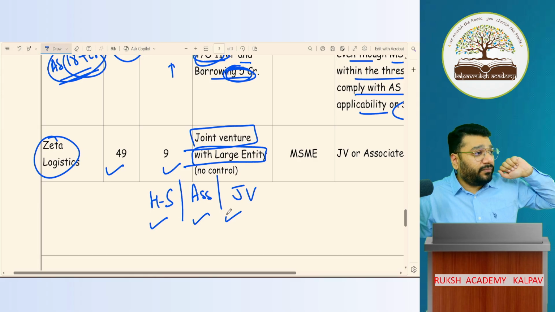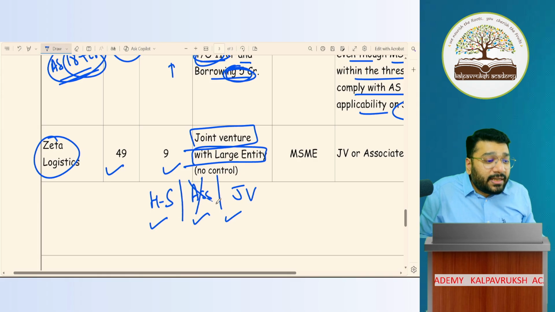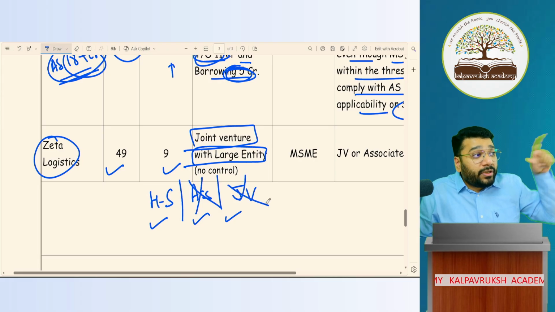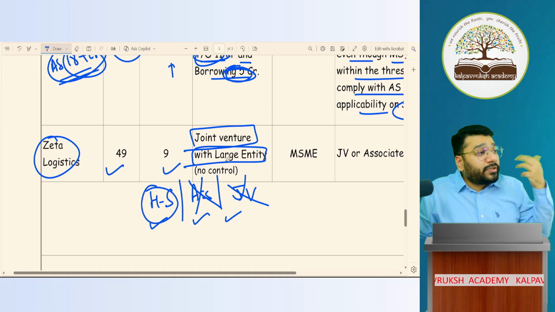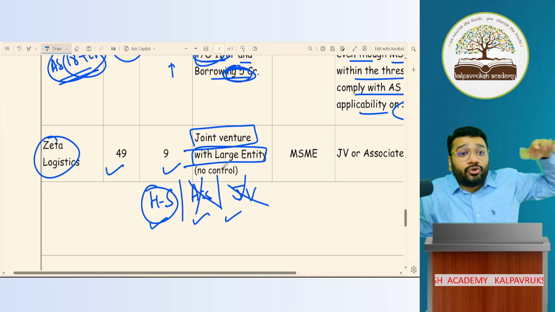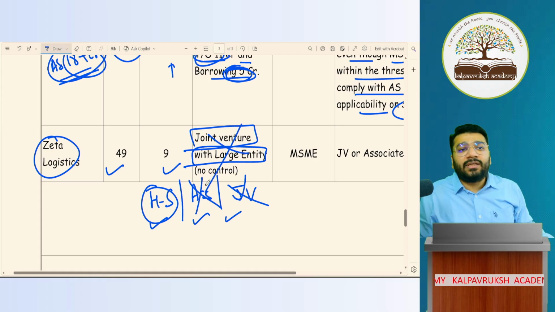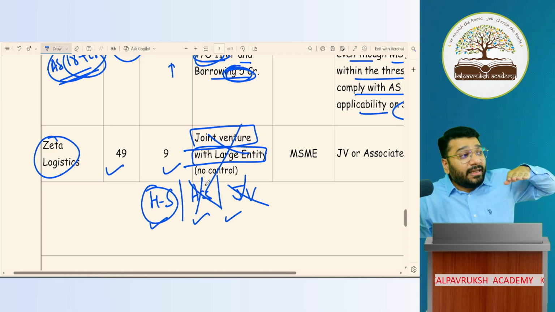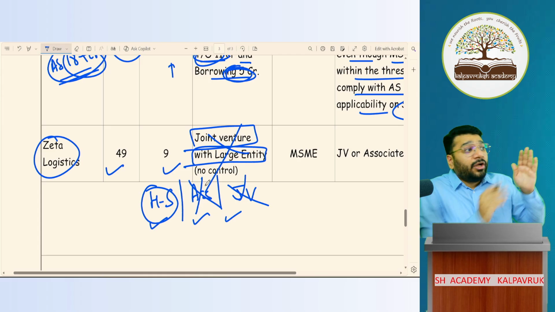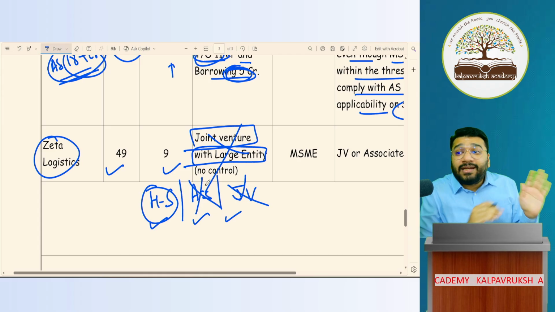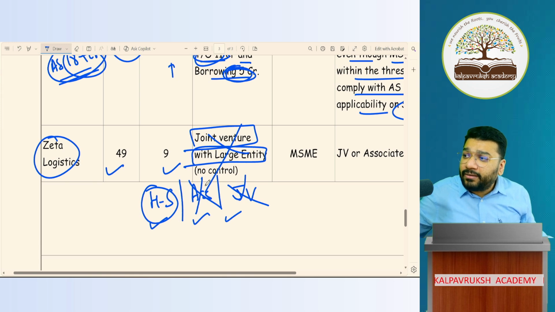Now, for the purpose of applicability of accounting standards, in the relationship criteria, they have not considered associate and joint venture. They are focusing only on holding subsidiary. So whether you have a joint venture or associate relation with another party, that does not influence you to be a large or non-large entity. Got it? Not got it? So this is totally irrelevant. If you have any entity where you have a joint venture or associate, you completely ignore that. You'll consider that entity as an independent entity. Any problem?